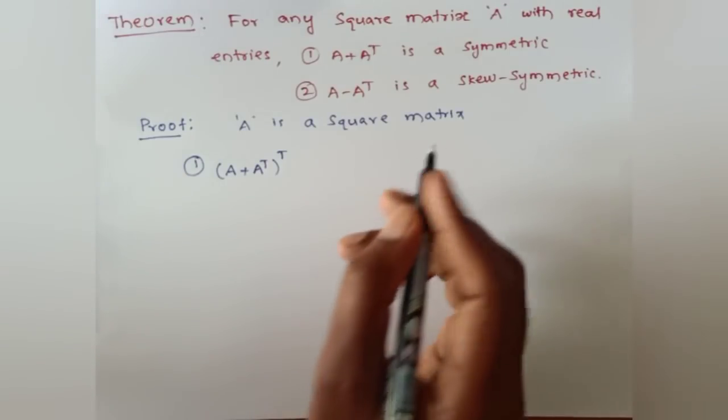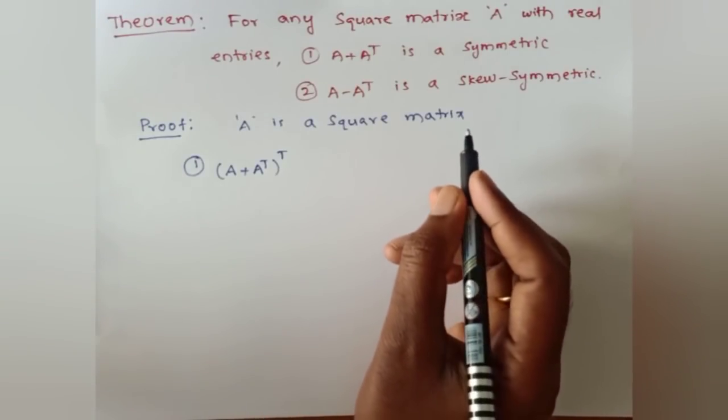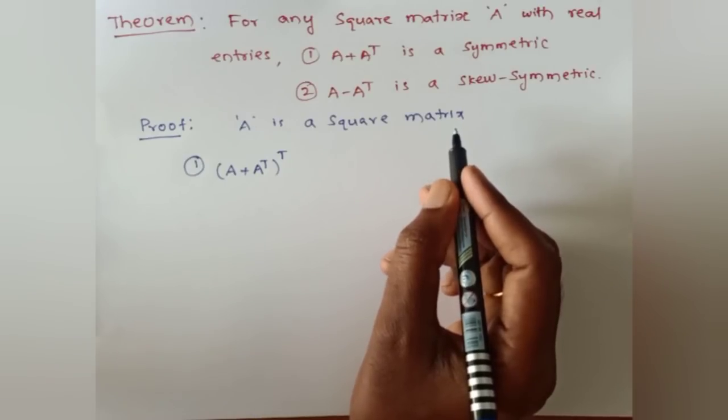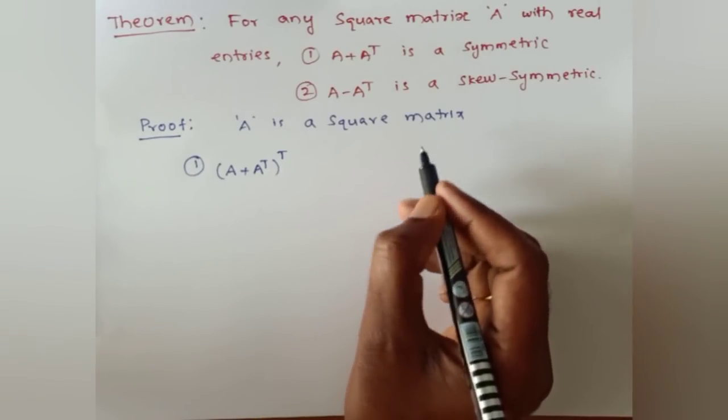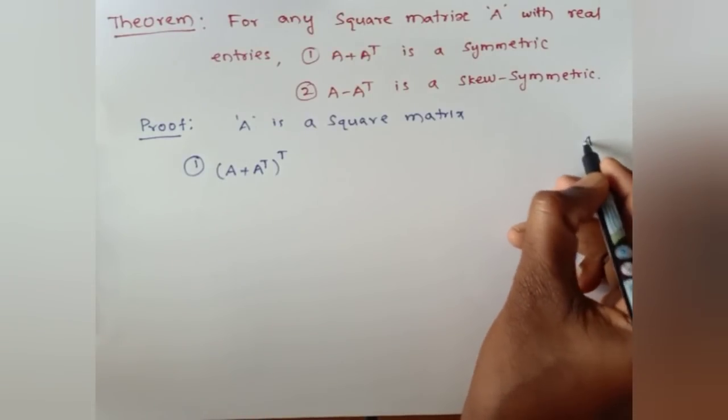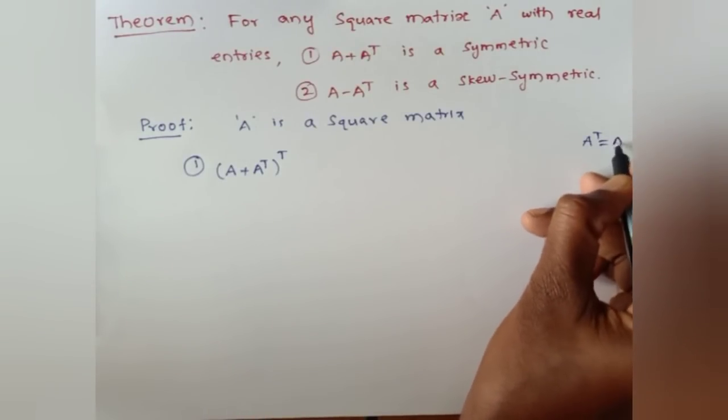Okay now. See, the definition: a square matrix A is said to be symmetric if A transpose is A, right? A transpose is A.